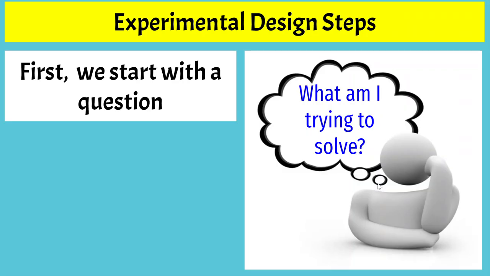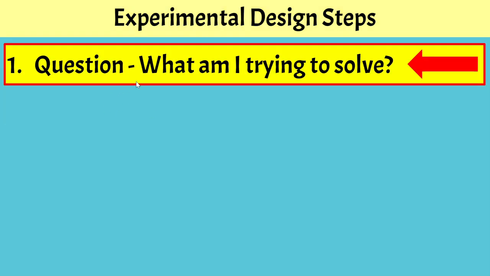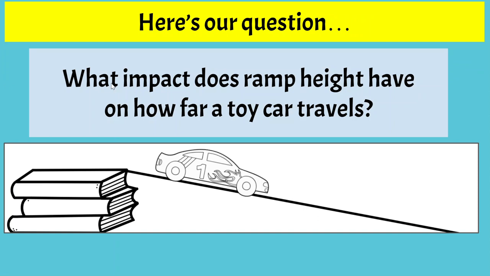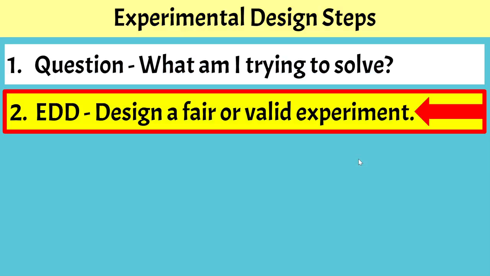All right, so when we came back in, we were getting ready to talk about what we're going to do with our data. So we have to just think about experimental design in general. The first thing we do when we're setting up an experiment is we have a question. What kind of a question do we have? What are we trying to solve? In this case, we are trying to figure out what impact does ramp height have on how far a toy car travels. That was our question.